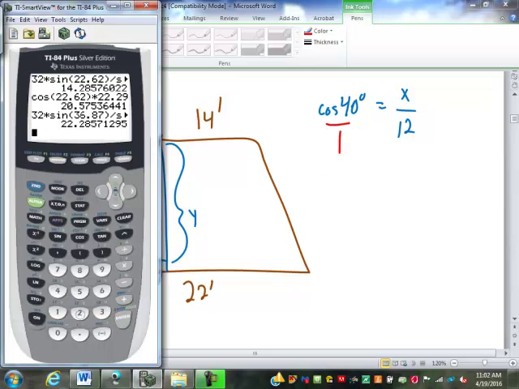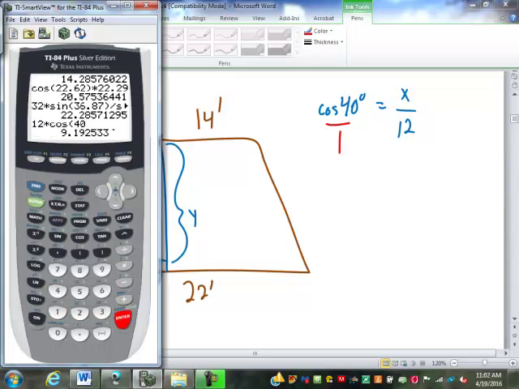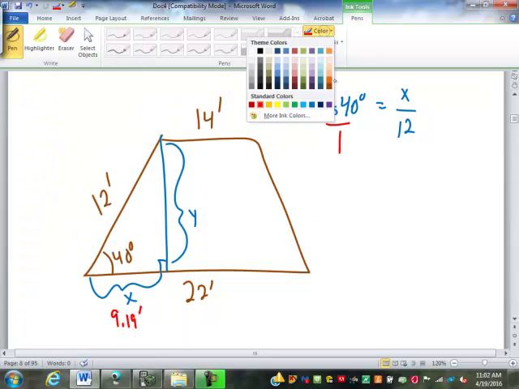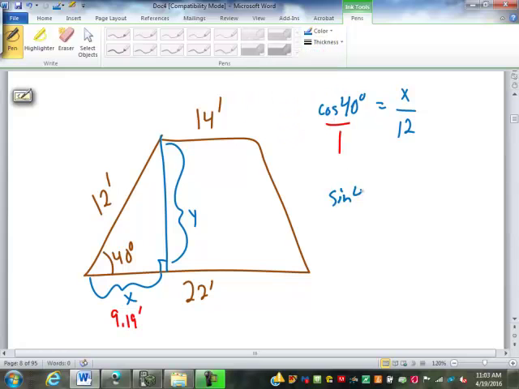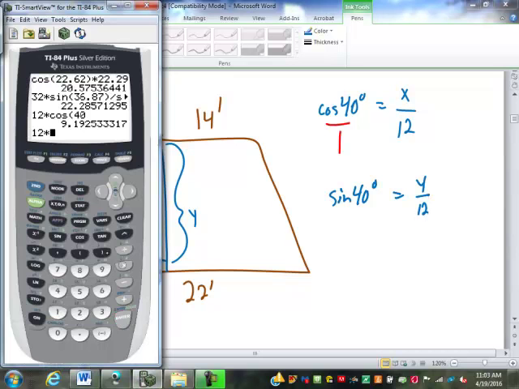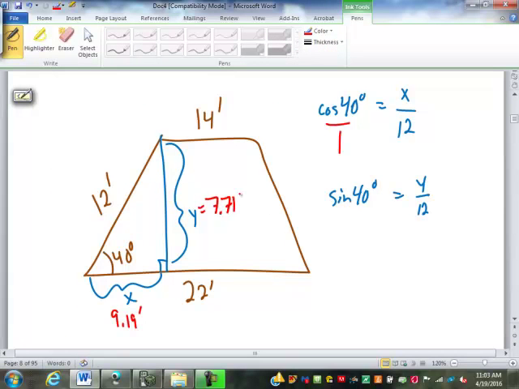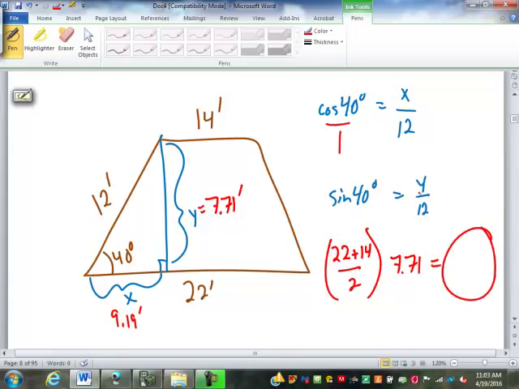So I cross multiply and divide to get that that's 9.19 feet. For Y, it's going to be sine of 40, because Y is the opposite side, equals Y over 12, which gives us 7.71 feet. Which is really all we needed, because for the area of that, we're going to do the average of the bases, 22 plus 14 divided by 2 times 7.71. That'll give you the area.